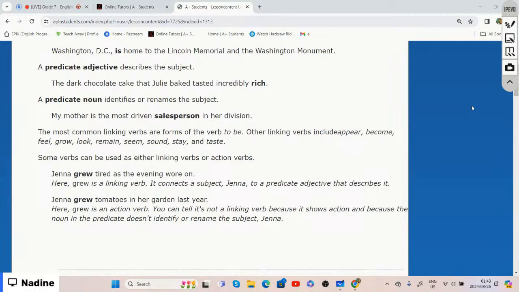Or we can say Jenna grew tomatoes in a garden last year. Grew, once again, is the action verb. So it's not the linking verb in this sense. You can tell it's not a linking verb because it shows action, and the noun in the predicate doesn't identify or rename the subject, Jenna. So grew tomatoes tells us what she's doing, whereas grew tired is a linking verb.